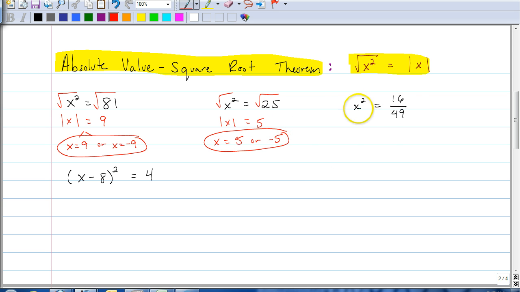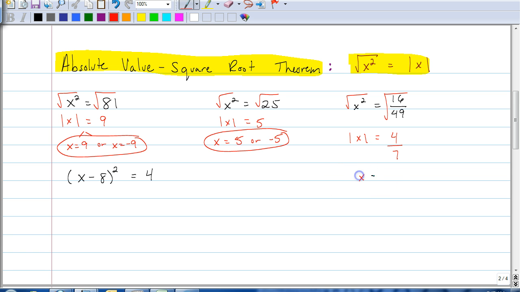What about a fraction? You still do the same thing. Don't change this to a decimal. We'll leave it the way it is for right now, because you'll see what happens. When I take the square root of x squared, again, that gives me the absolute value of x. The square root of 16 is 4. The square root of 49 is 7. So what you do is you take the square root of the numerator and the denominator, leaving us with 4/7. But again, it's the absolute value of x equals 4/7.